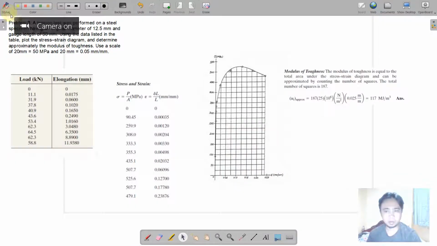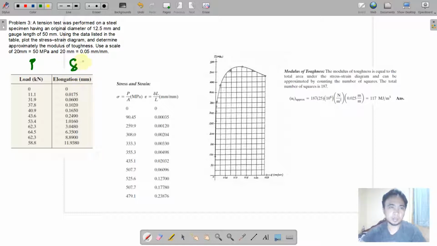Welcome to the third problem of simple strain. Again, we are still on the stress-strain diagram. For this problem, we have a different unknown but the same given. So again, the principle is just the same. You're going to derive the stress out of the P here and derive epsilon using this delta here.